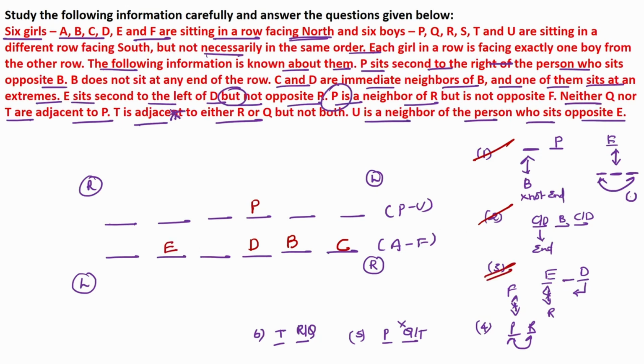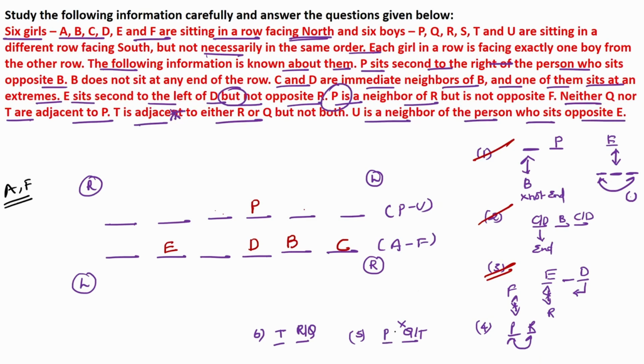P and R are adjacent to each other, not opposite to F. So we can place R here or here or here. Whatever place R takes, we can't place F opposite. If I place E's opposite person, one of the immediate neighbors is U. You can place it here or here. Next one. So we are left with two persons, A and F. See if there is any information related to A or F. We'll go to other possibilities.